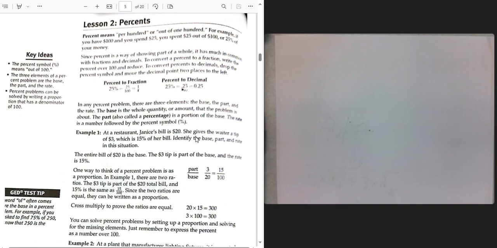At a restaurant, Janice's bill is $20. She gives the waiter a tip of $3, which is 15% of her bill. Identify the base, part, and rate in this situation.